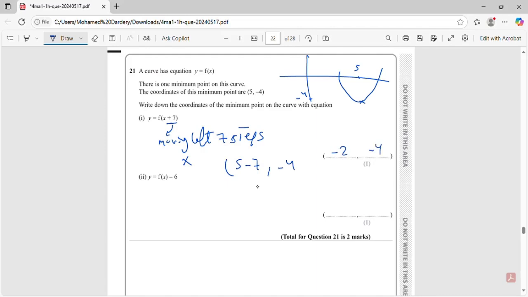But in this situation, it's minus 6. As long as it's away from the f of x, it means moving down by 6 steps. So the change is in y, because if it's moving up by 6, it will also change in y, but inside the f of x it will change in x, of course. So instead of 5, negative 4, it will be negative 4 minus 6, so it will be 5, negative 10.